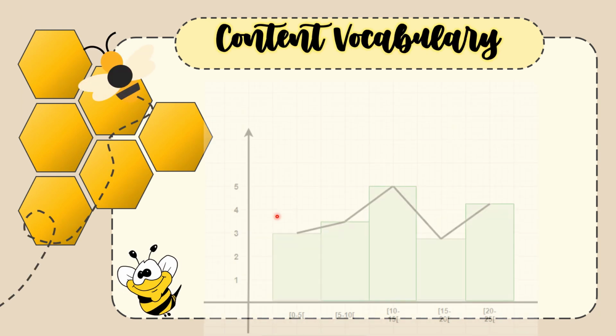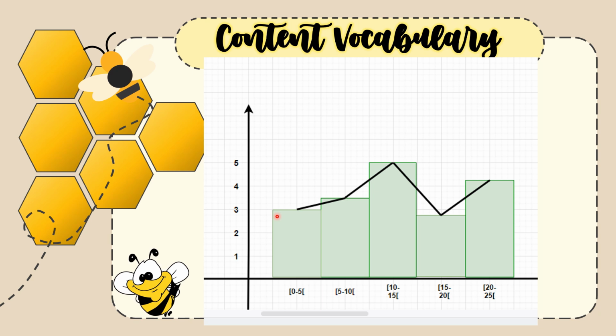This is an example of a frequency polygon. As you can see, it looks like a histogram, but the difference is that the midpoint of each bar is connected to the midpoint of the other bars. Just like this one, all midpoints are being connected. So this is what a frequency polygon looks like.